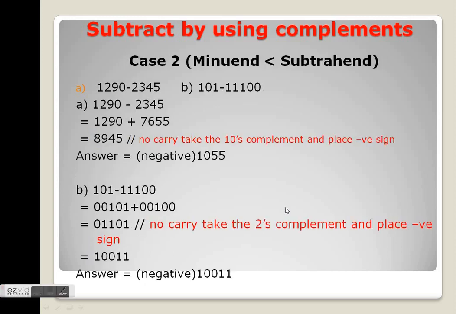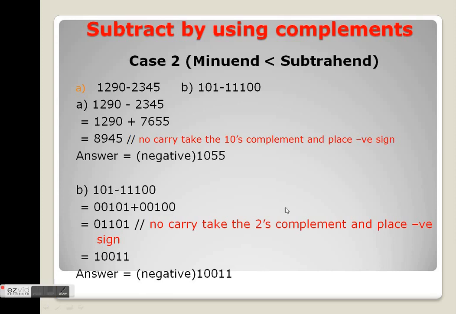Students, let's now discuss the case number 2, where the value of minuend is less than value of subtrahend. Students, you can see that in both question number A and B, the value of minuend is less than the value of subtrahend. Students, in question number A, we want to subtract 2345 from 1290. So in this case, firstly we find the tens complement of 2345 and we'll add that into 1290. The tens complement of 2345 will be 7655 and we'll add this into 1290 and we'll get 8945.